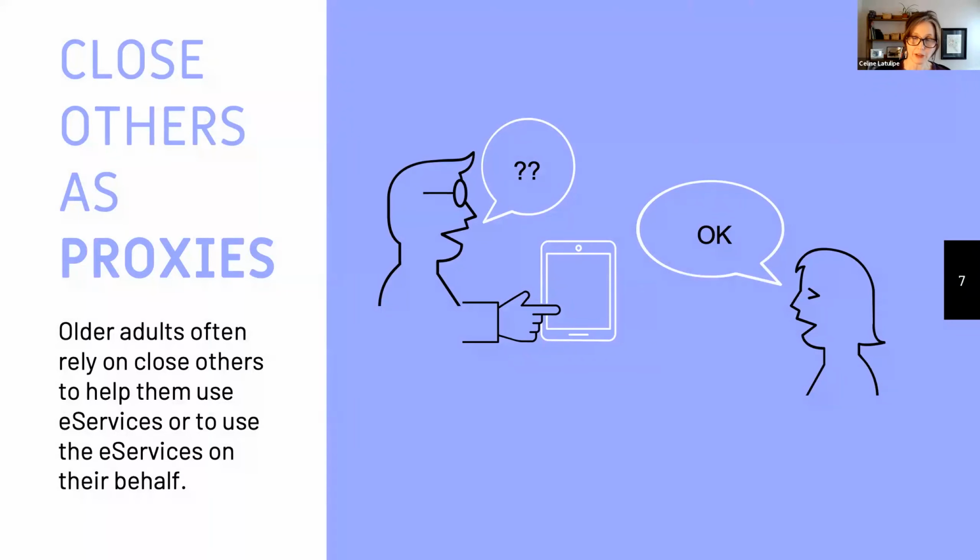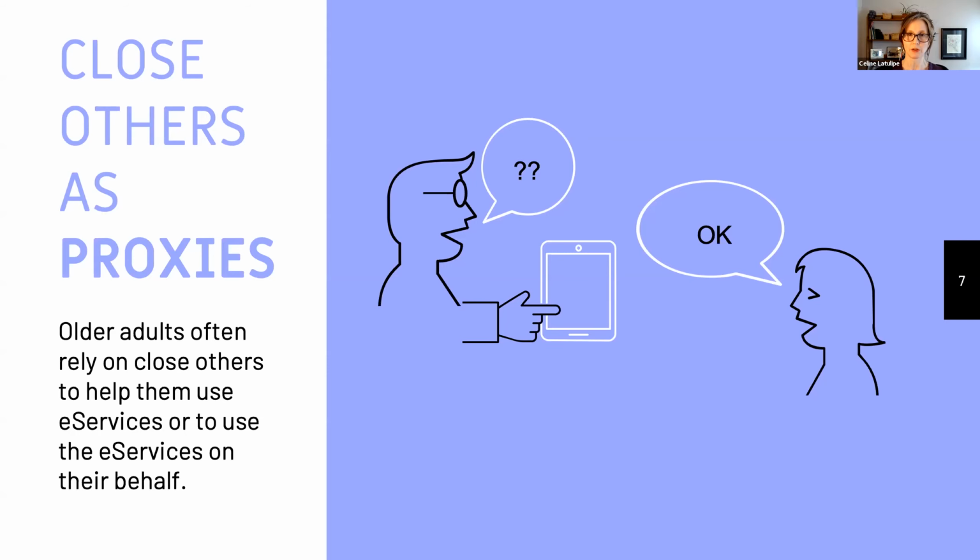So one of the other things that I want to define for you is the term close others. You'll often hear people talk about the term caregivers, people who serve as caregivers. I prefer the term close others for two reasons. First of all, caregiver tends to focus on the healthcare aspects, and we know that people support older adults with all sorts of different things, not just medical care. So close others is more of a broad term.